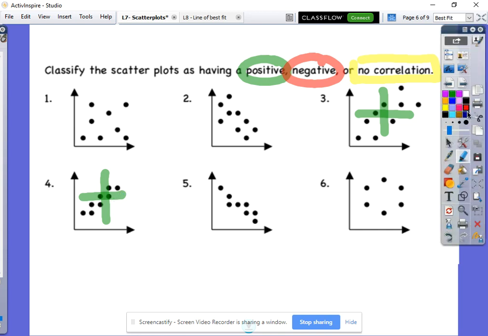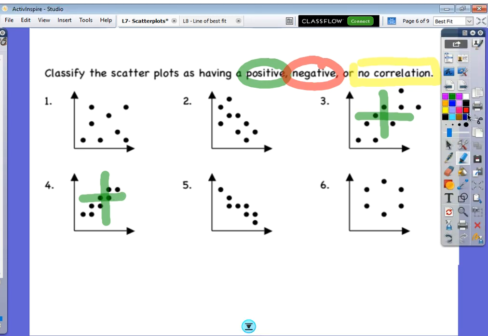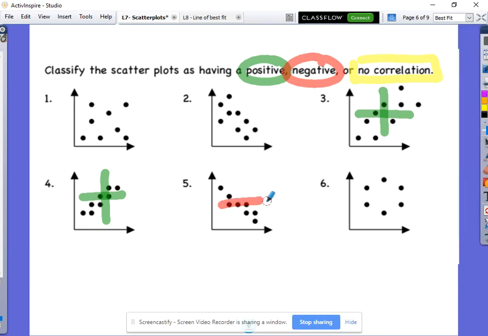All right, how about the negative ones? Tell your neighbor which ones were the negative ones. Hopefully you ended up with this is definitely a negative relationship. It's clearly going down as we move from left to right. And then I would also say that this one's a negative relationship because it's also moving down. Once again, maybe not quite as obvious, but it is definitely moving in the downward direction.